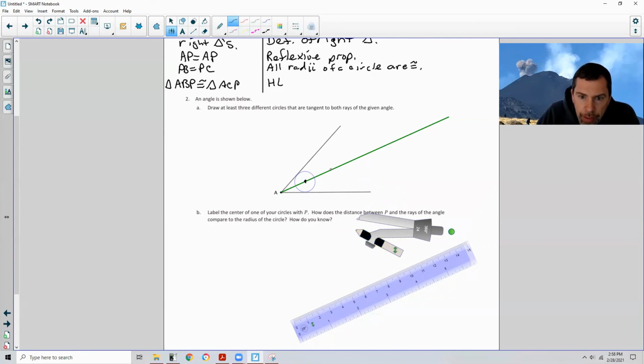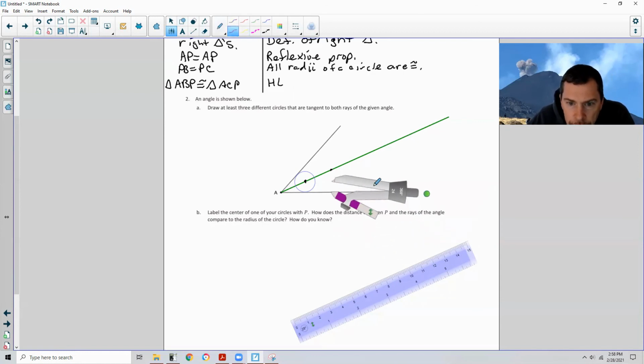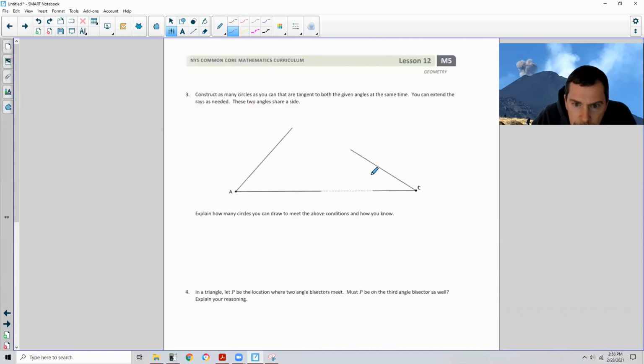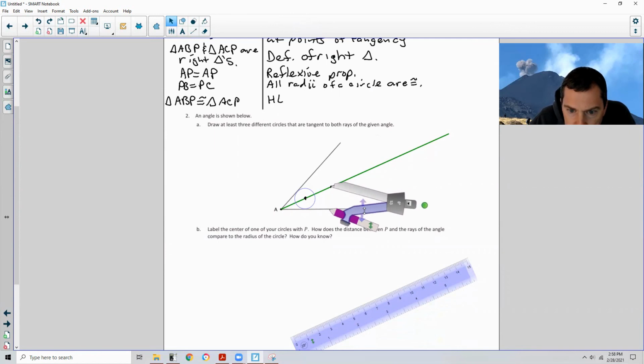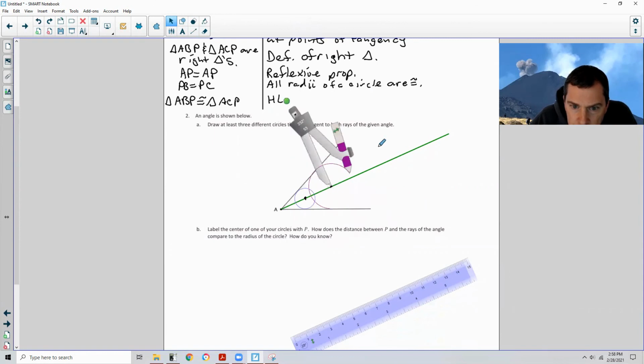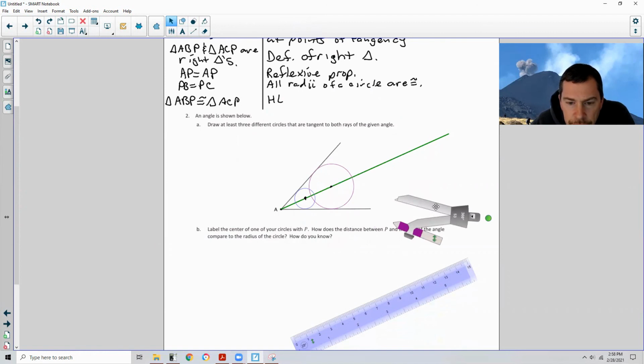And I'm going to do it again. How about we center it here this time? All right, this one I'll make purple. So I put my compass right there. And center it a little better. Open this up so it's right on the line as close as I can. And draw a circle. Okay, so there's another circle that is tangent to both. And I can just keep doing this, and there's infinitely many circles.